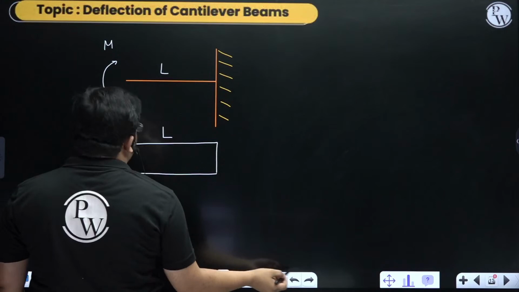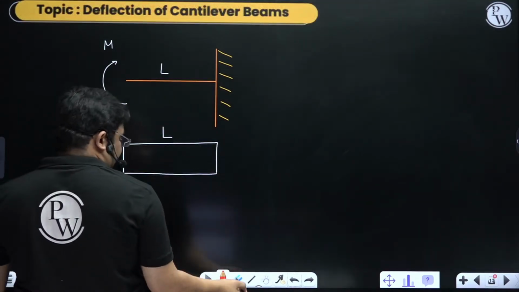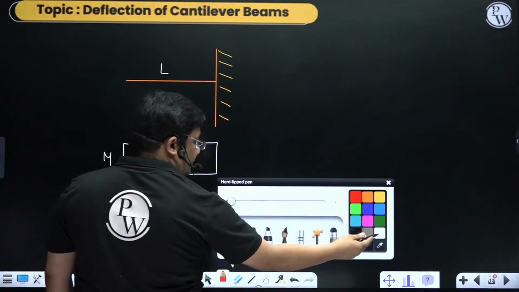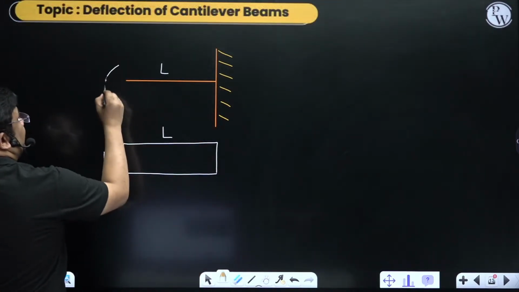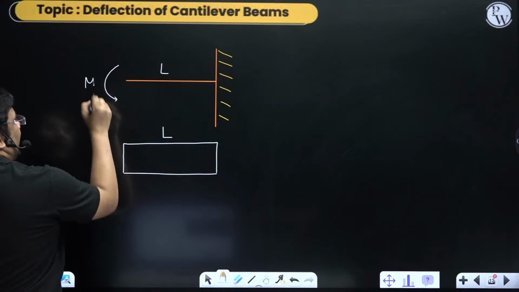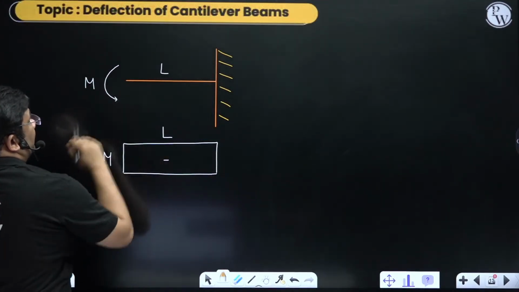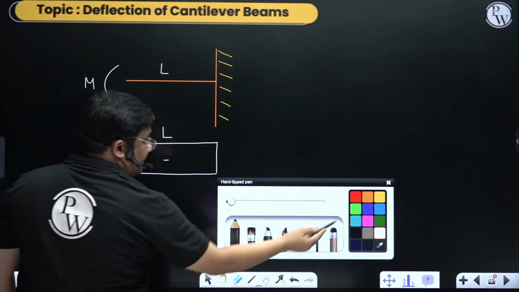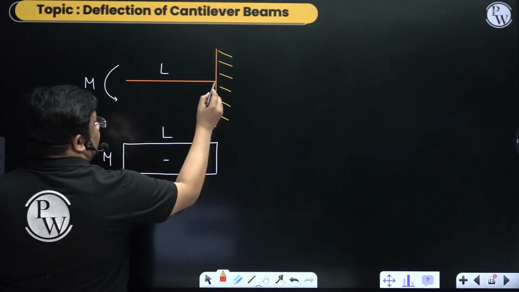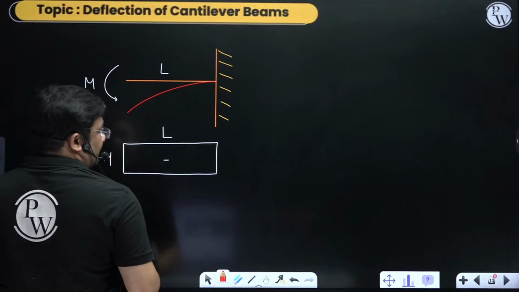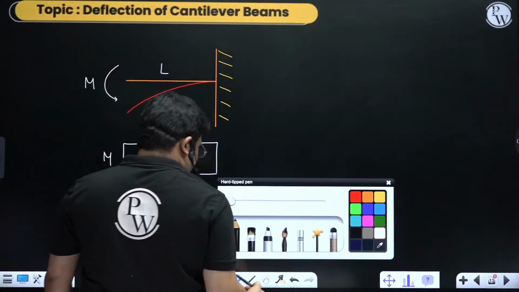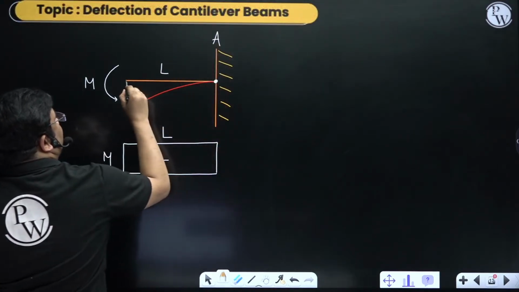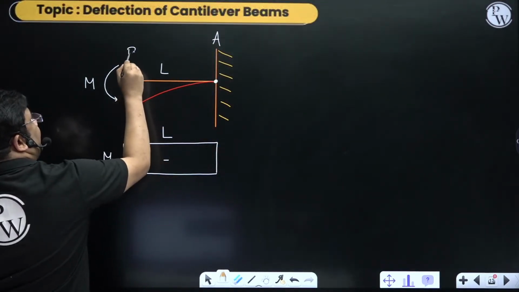If I take the reverse, suppose the bending moment is acting like this, I'll get M only with a negative sign. Now you see the deflected shape will be something like this. Suppose I am taking this fixed end as point A, and the free end as point B.